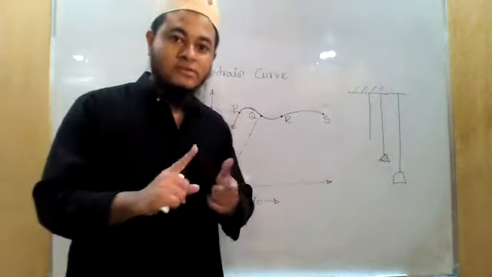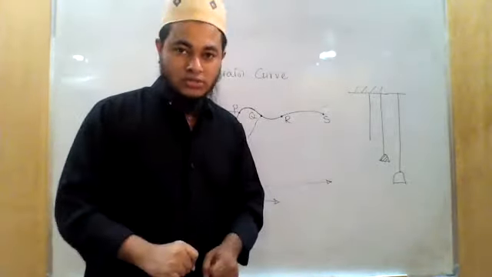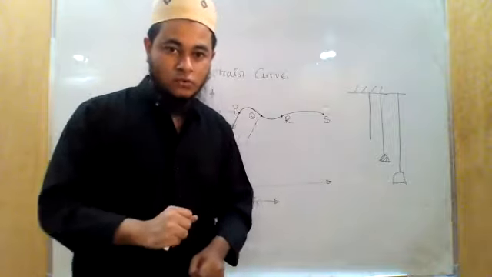So within elastic limit, this straight line will be followed. That means the relation between them will be proportional to each other. A straight line of positive slope.